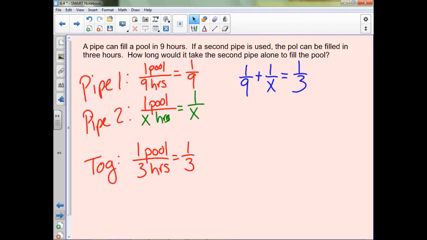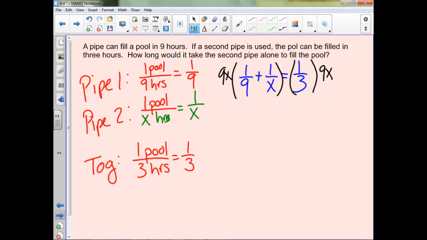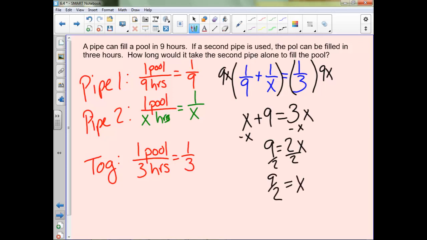And now this is the types of equations we had at the very beginning of this section. So we can multiply by our common denominator, which would be 9x. On the left side, we'd be left with x plus 9. And on the right side, 3x. So our x is 9 over 2 or 4.5 hours. So that's how long it would take the second pipe to fill the pool.